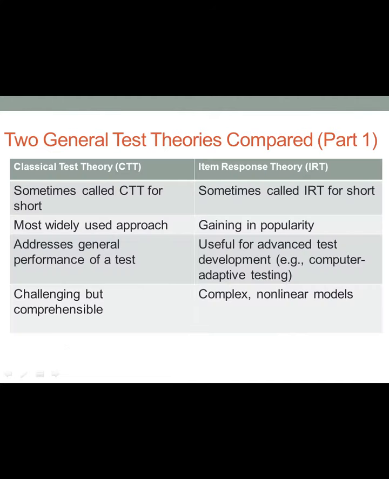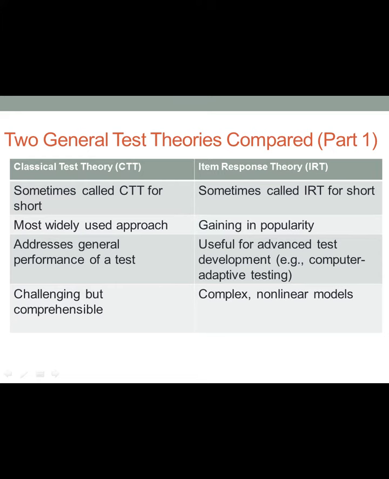So let's take a look, actually. Let's jump right into comparing these two kinds of theories. Classical test theory is sometimes called CTT for short. It is the most widely used approach today, without question. Most major tests used in the United States and abroad use classical test theory. And classical test theory addresses the general performance of a psychological test or a mental test.